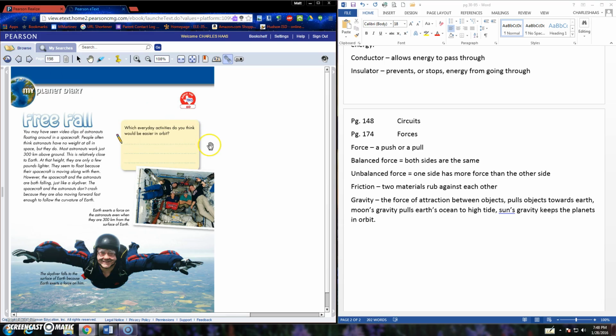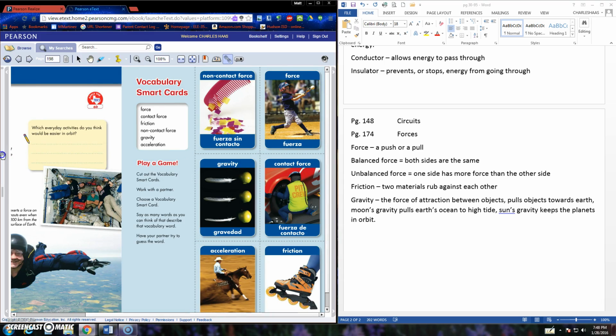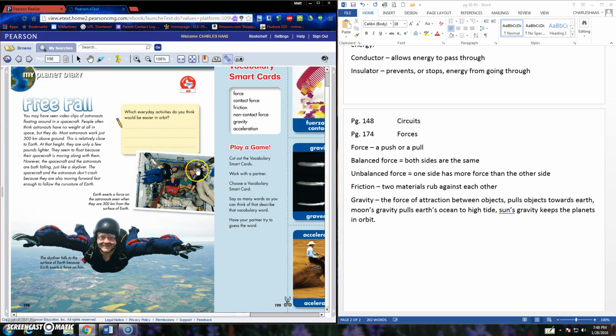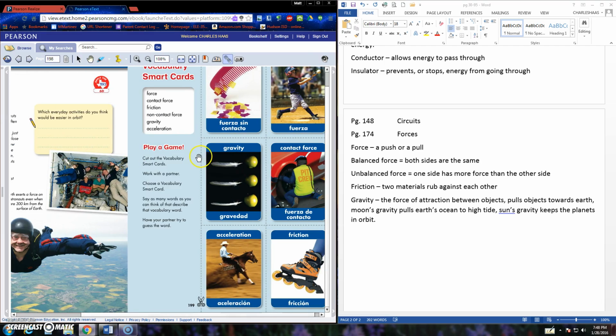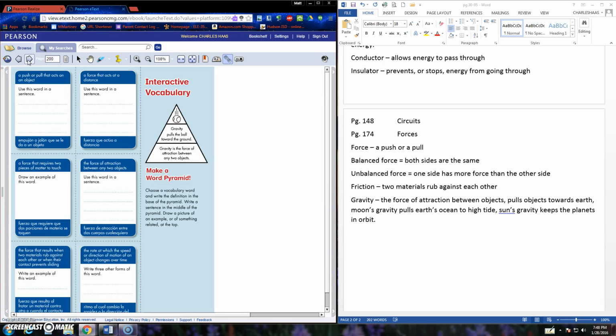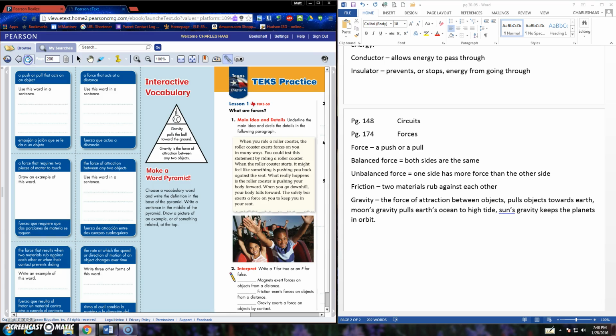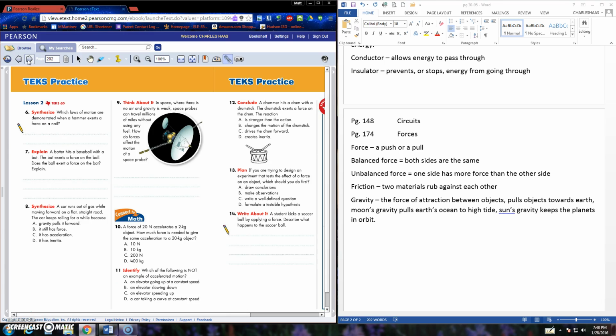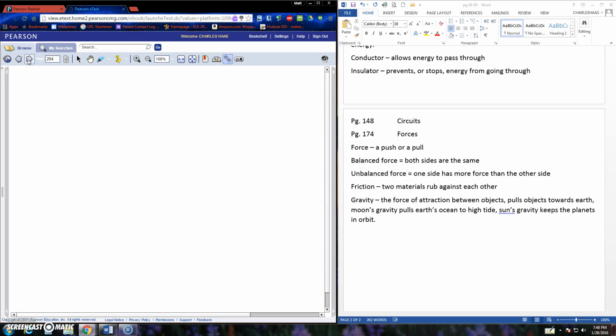Oh, the cards. Where are the cards? Oh, here they are. So page number 199. You can cut out non-contact force. You don't have to really work on it. I'm not going to ask you about it. You should know force. You should know gravity. You should know friction. I'm not that big on acceleration, contact, or non-contact force. That'll be up to you. So if you need to push pause to finish cutting out those cards, you can go ahead and cut out those cards.